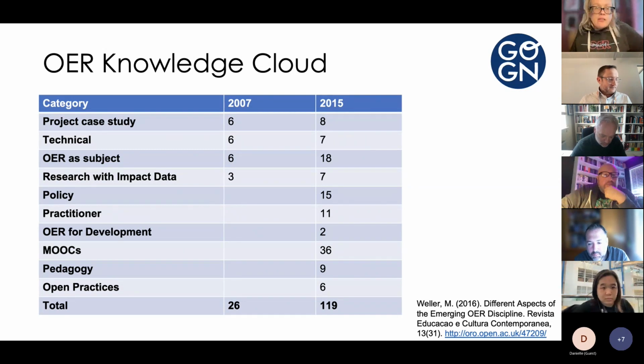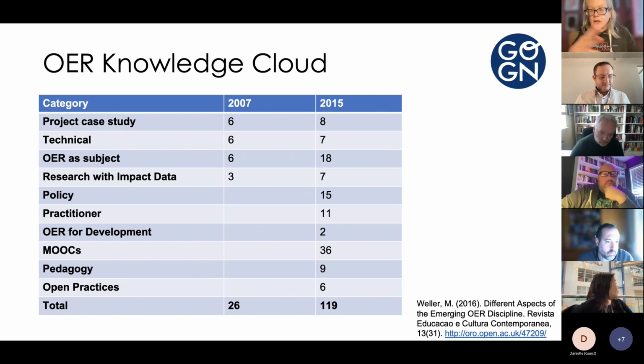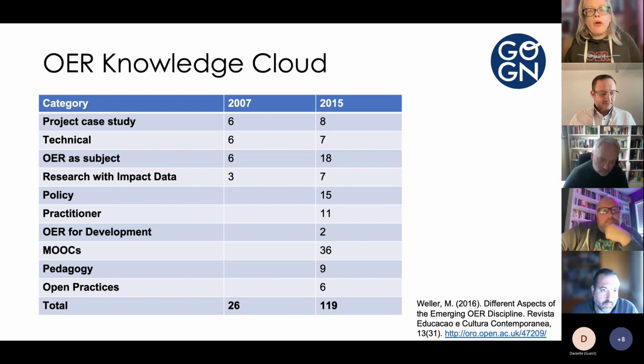We've been doing a periodic analysis of what our members are working on, and we use the OER Knowledge Cloud and the work that Martin's done around this, and the focus of research on OER over time. As you can see here, back in 2007, there was relatively little published or available research on the OER Knowledge Cloud around very specific topics. By 2015, this has obviously grown, with a particular focus on things like MOOCs, as well as policy and OER as subjects.